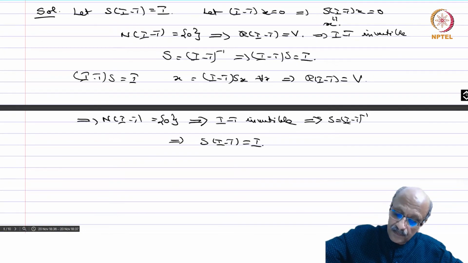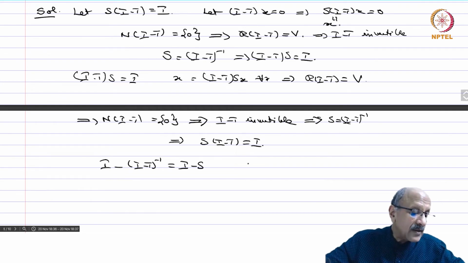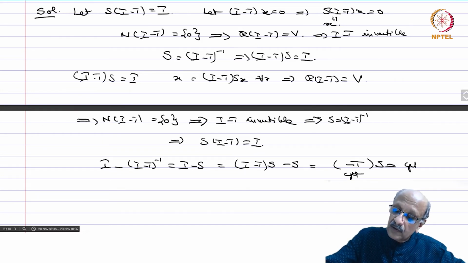And now (I minus T) inverse is nothing but I minus S, and this is equal to (I minus T)S minus S, and that's equal to S(I minus T) minus identity, which is minus T, and the composition of a compact operator and any other is compact, and therefore this is also compact.